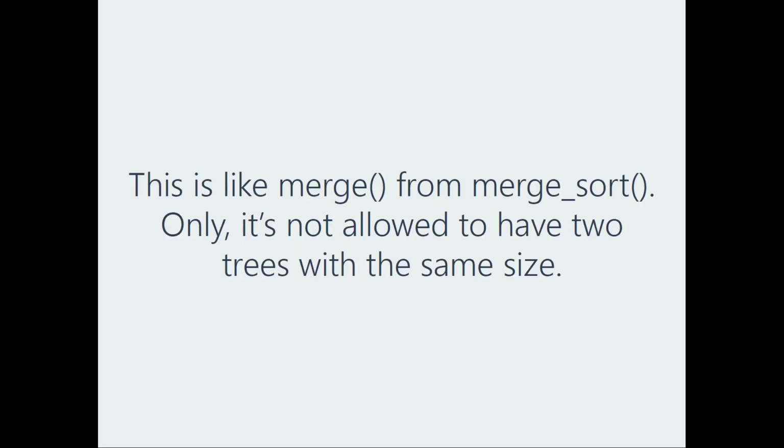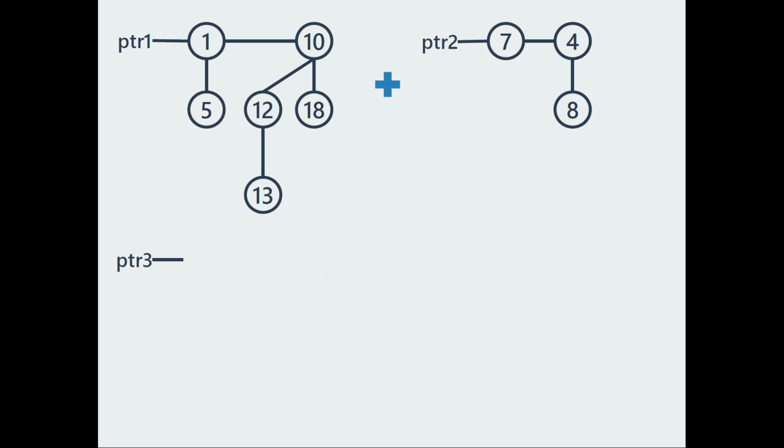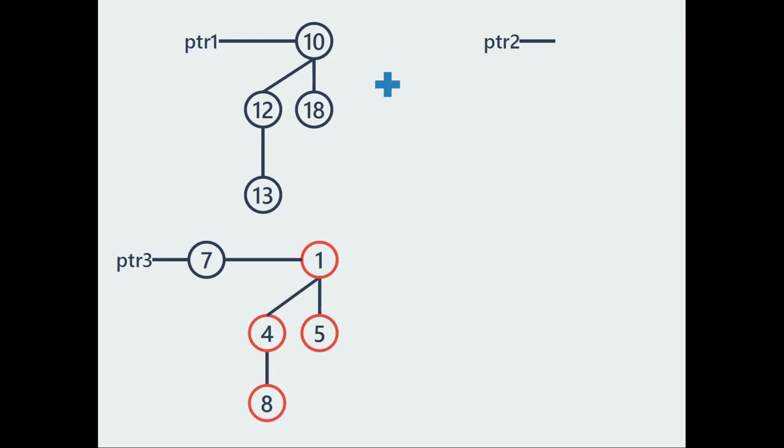This is like the merge from merge sort, only it's not allowed to have two trees with the same size. So let's do that. Here are the same heaps. So let's compare the first trees. One is smaller, that's the tree containing 7. So we put that first in our new heap, like so. Next we compare these two, but they're of the same size. So we combine them, then put them in, like so.